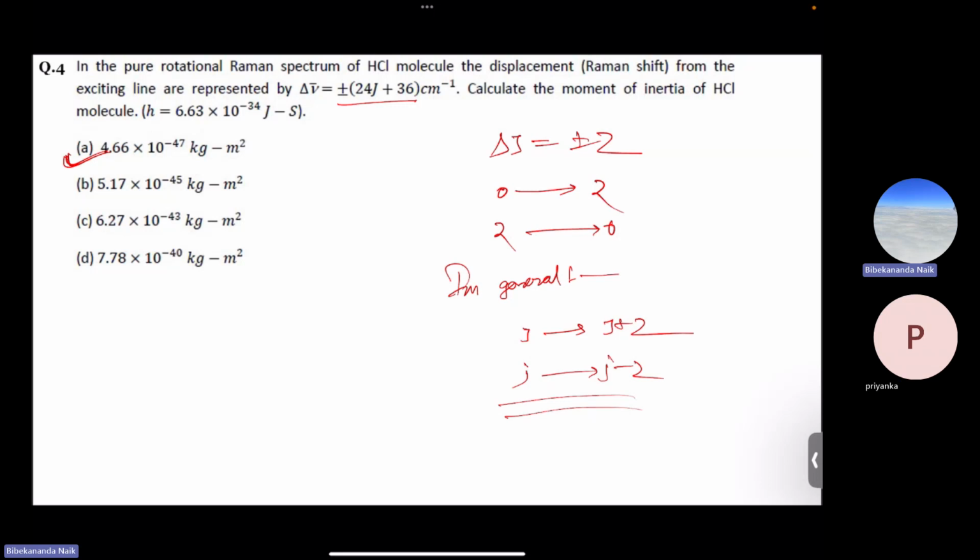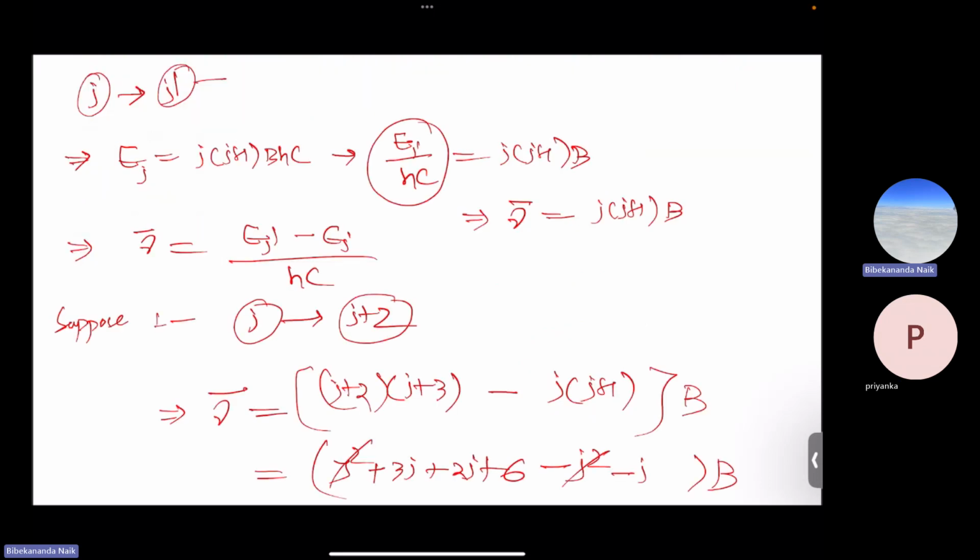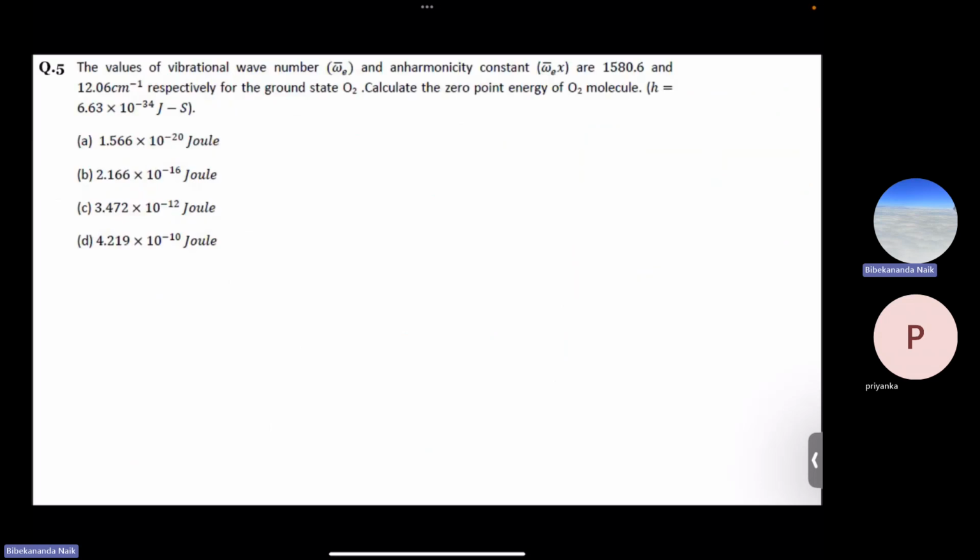Okay. So we will proceed towards the next question, the fifth question. The question says the values of vibrational wave number, which is omega e bar, and the anharmonicity constant, which is omega e bar xe, are 1580.6 and 12.06 centimeter inverse, respectively, for the ground state of oxygen. Then calculate the zero point energy of the oxygen molecule. The value of Planck's constant h is also given.